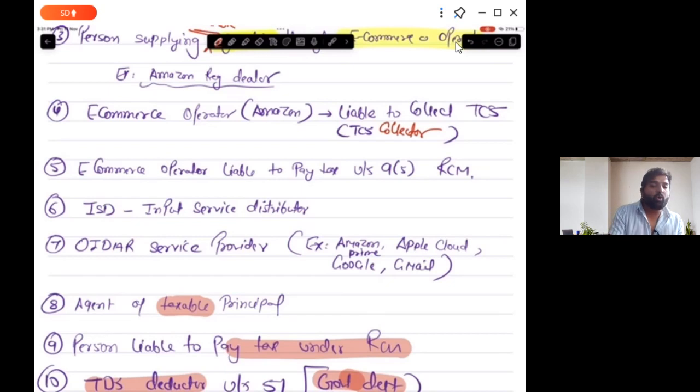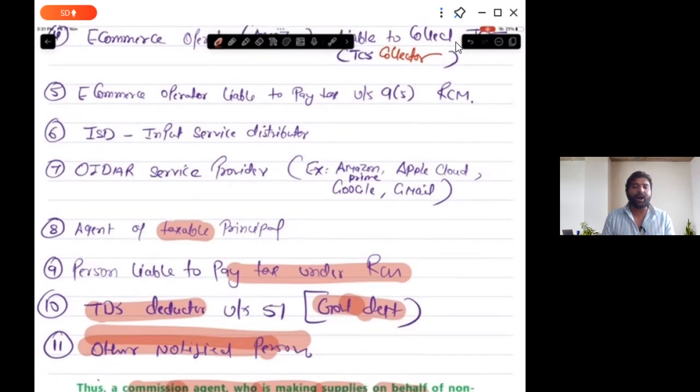Next one is the foreign OIDAR. So all the cloud-based service providers, all the gaming apps and every kind of online service provider that exist abroad and not in India, need to compulsorily get registered under section 24. Next is the agent of the taxable person, the principal. So if the principal is taxable, now the agent itself becomes taxable. So he needs to get registered if he is dealing on behalf of any taxable principal.